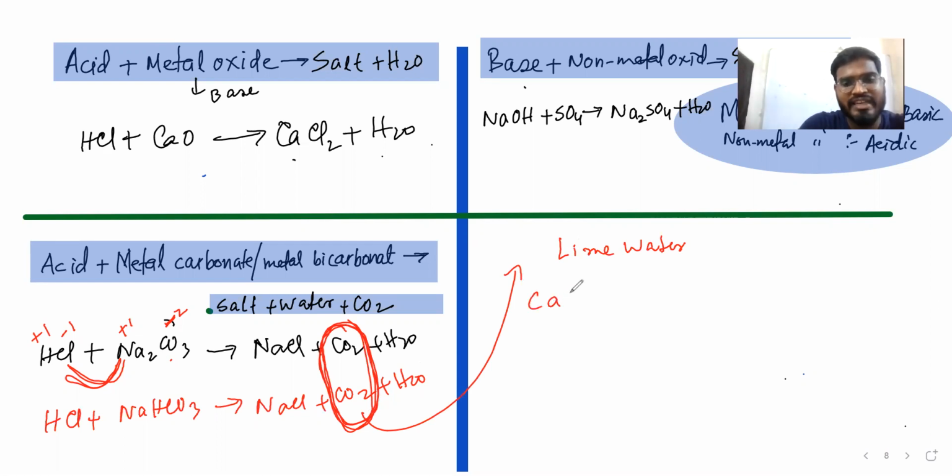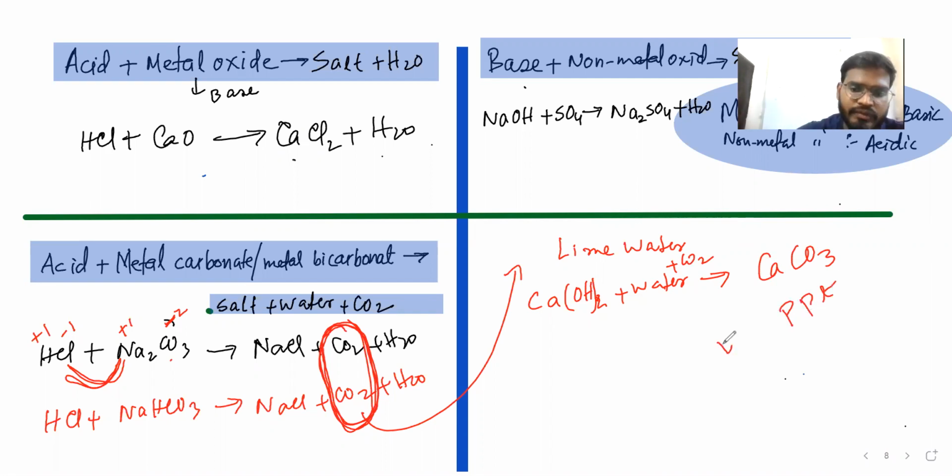So what is lime water? Slaked lime, Ca(OH)2 plus water, right? That gives a precipitate. Ca(OH)2 turns milky when carbon dioxide is passed, so Ca(OH)2 plus CO2 will convert into calcium carbonate, which is a kind of solid, right? So we can say it is a white precipitate. A white precipitate of this will form.